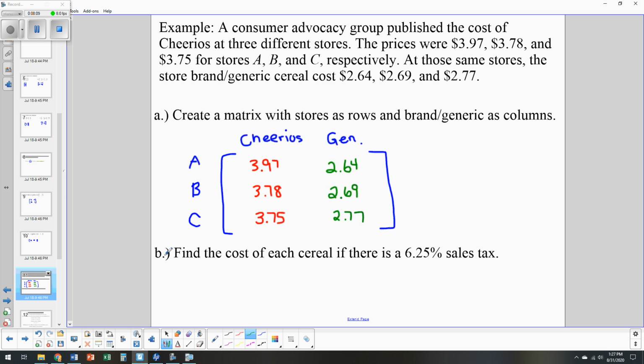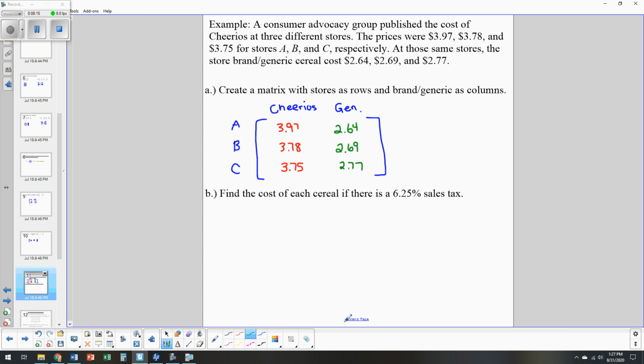For part B, find the cost of each cereal if there's a 6.25% sales tax. So if we called this whole matrix, let's give it a name. Let's call the whole matrix D, just because that's a letter I haven't used so far. So the matrix is D. So what we're really finding is what the cost of each cereal will be after we've added on 6.25%. So we know 6.25% is 0.0625.